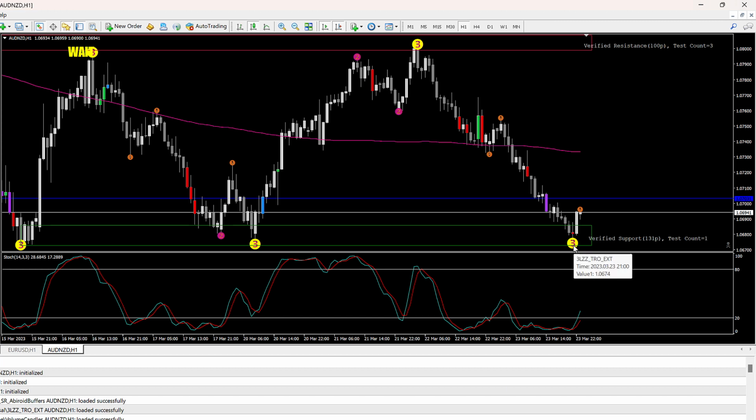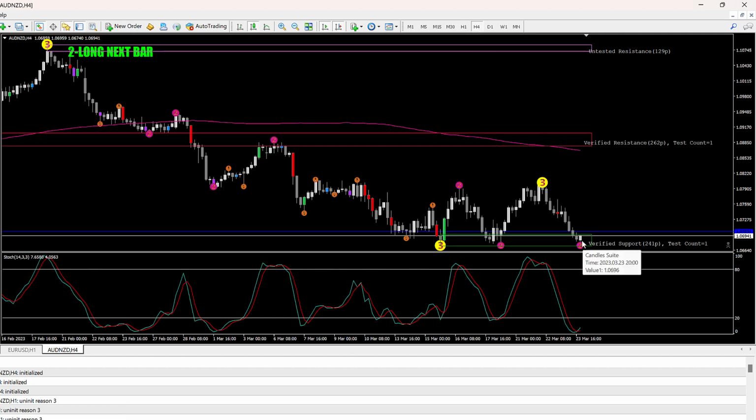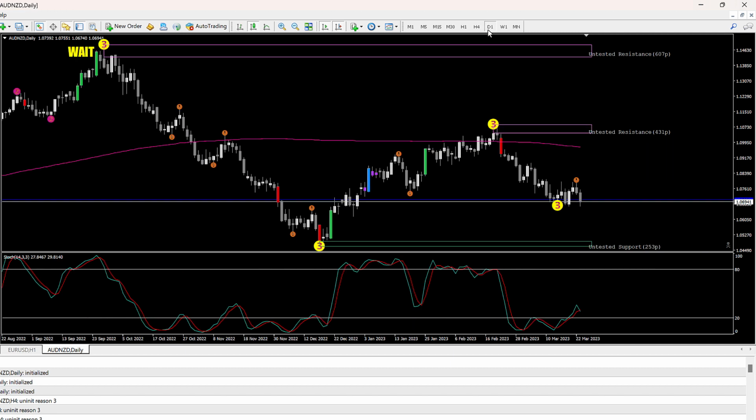Another important thing to make a note of is that after a semaphore 3 happens, we also need to check the higher time frames to make sure that a semaphore is not ongoing for the current bar on a higher time frame. Like right here, this current bar has semaphore 2. If we go to a higher time frame still, right here the current bar does not have a semaphore.